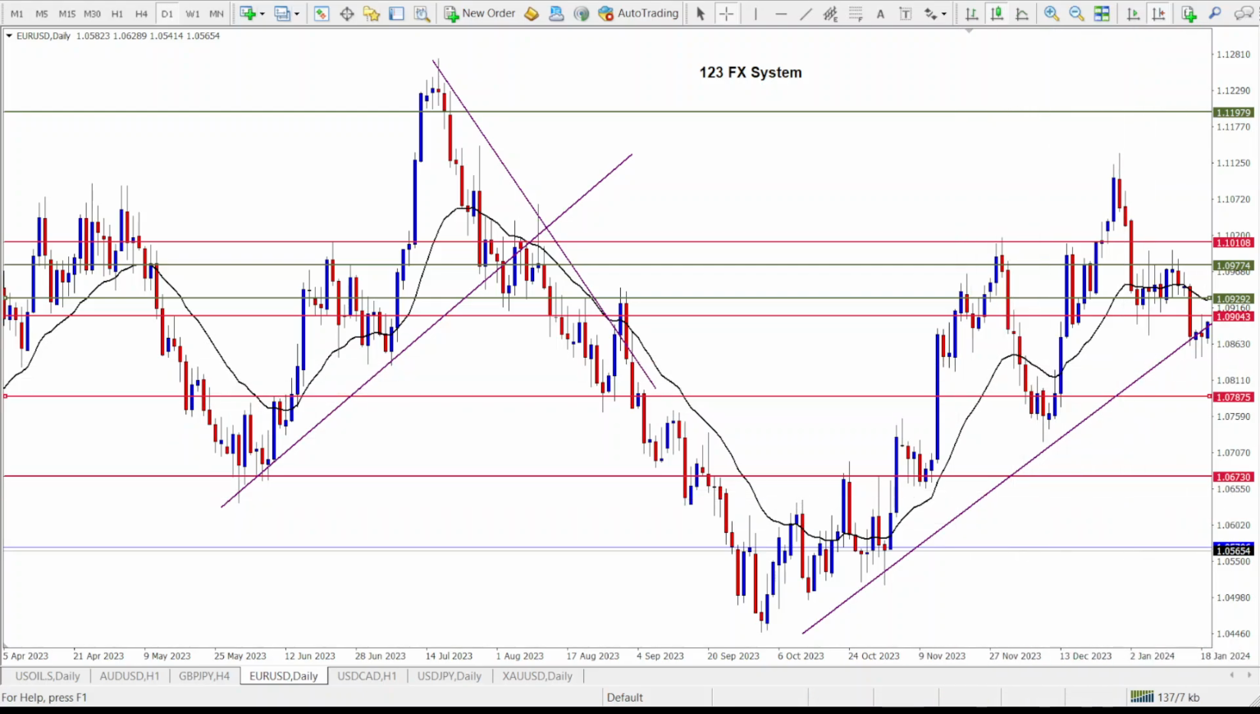Now, the 123FX system is a straightforward and effective way to analyze price action and make informed trading decisions. By learning to identify the 3 stages, pivot, retracement, and breakout, you can confidently trade reversals and continuations across any market and time frame.